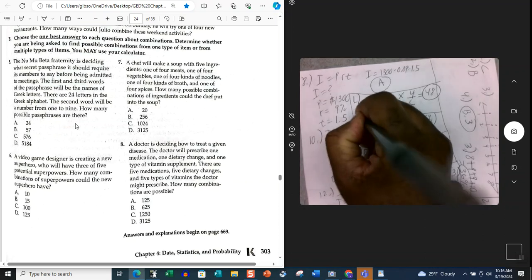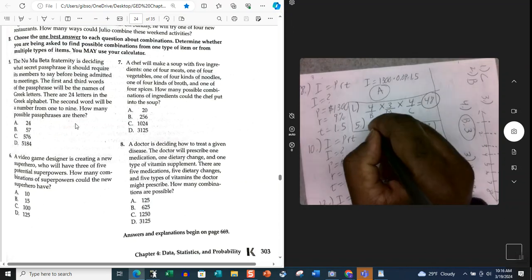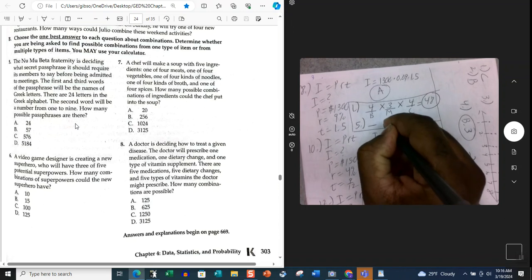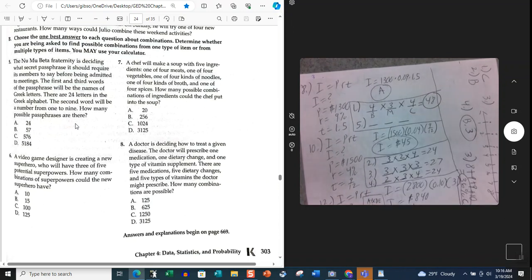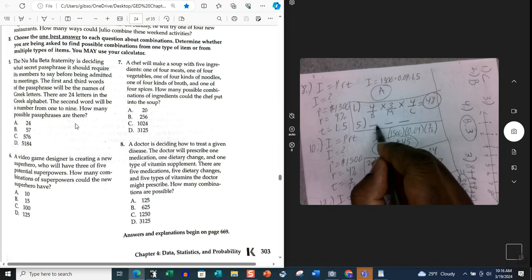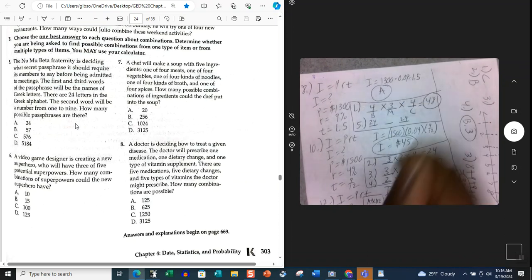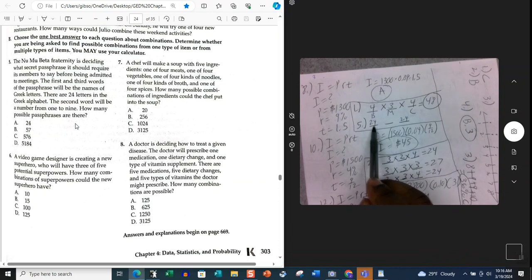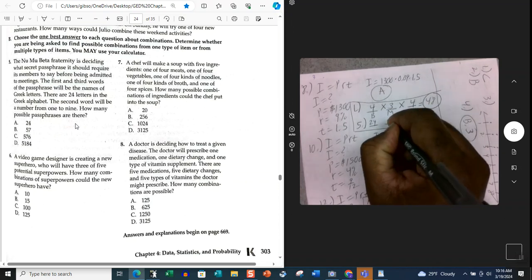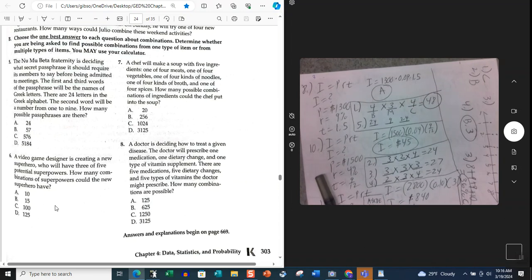Okay, so this is number 5. With number 5, there are 3 values we're looking at. The first and third will use Greek letters, and there's 24 Greek letters. It didn't say that one of them couldn't be repeated, so that's why you had 24 for both. And then the number that's in the middle, they said that it's numbers 1 to 9, so you have 9 choices. So now they tell us we can use a calculator.